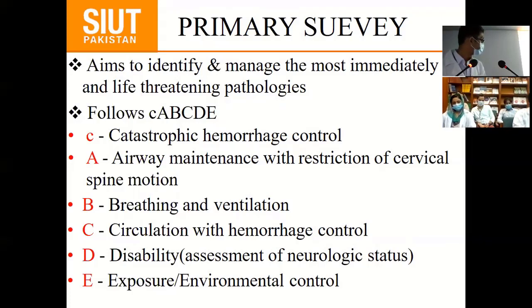Then our ABCDE protocol. It includes A, airway maintenance with restriction of cervical spine motion. B, breathing and ventilation. C, circulation with hemorrhage control. D, disability and assessment of neurological status, also including GCS. E, exposure and environment control.